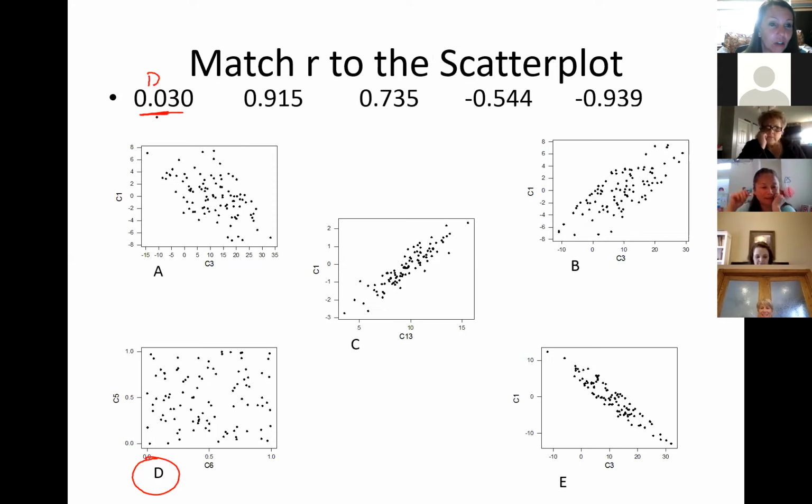Why? Well, look how close this is to 0. This is really close to 0, which would indicate that there is pretty much no linear relationship between X and Y. And if you look at D down here, those points are just all over the place. It's like a blizzard or a snowstorm. If you were going to draw a line through there, you could draw any old line and it would be just as good as any other line. So D is the one that has close to 0 there.